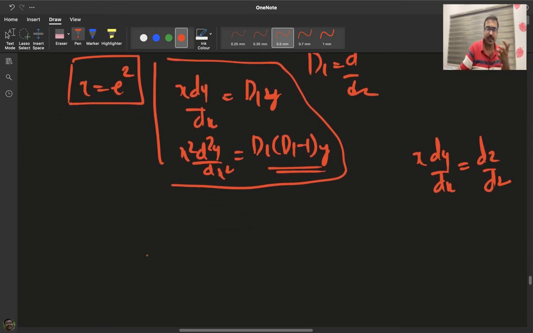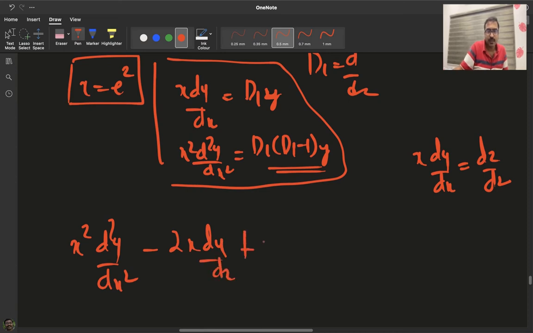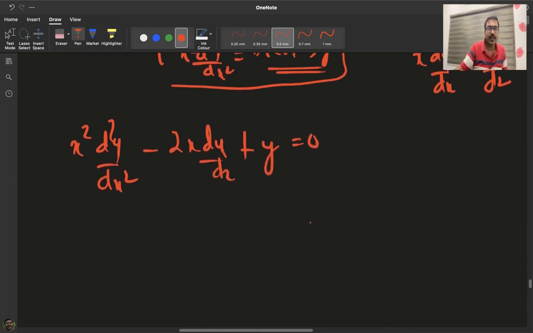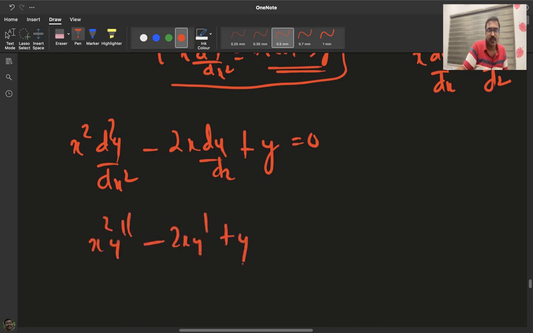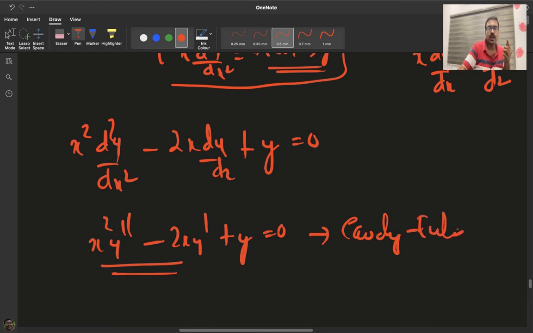Suppose I give you an equation of the form x square d square y by dx square minus 2x dy by dx plus y equal to 0, or in other notation x square y double dash minus 2x y dash plus y equal to 0, and you are asked to solve it. This is a homogeneous equation, but it does not have constant coefficients because x square is there. If you observe closely, for each derivative of y there is a matching power of x, so it is a Cauchy Euler equation, or Euler Cauchy equation. Now what will I do?